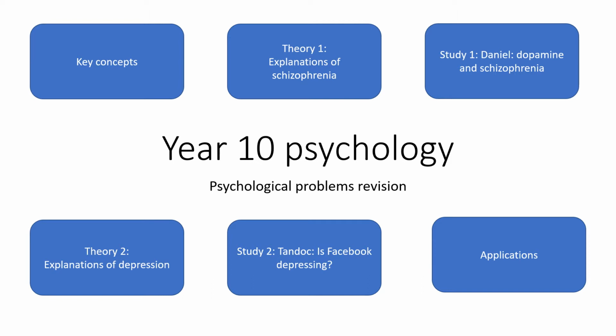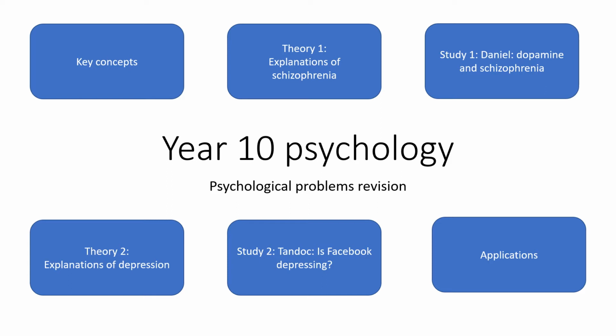Our second theory is looking at explanations of depression, and again we'll look at 2 ways that we can explain why people might develop depression. And then our second study is looking at one of those theories, so it's looking at the link between social media and how we use social media and depression.